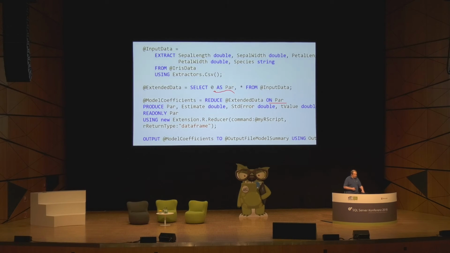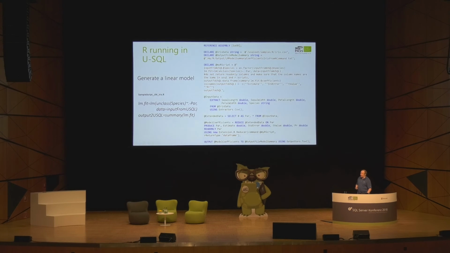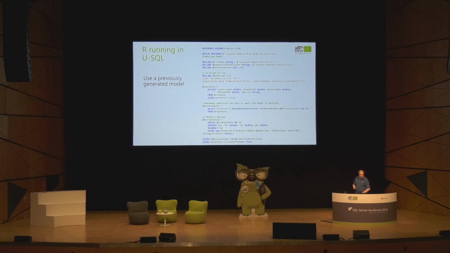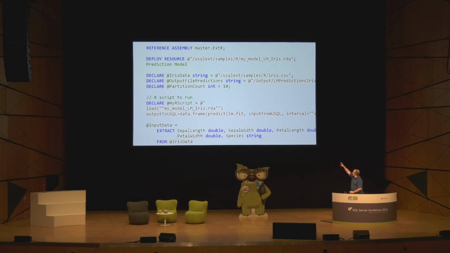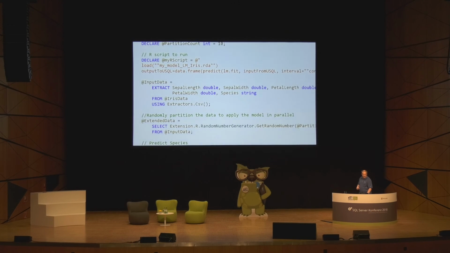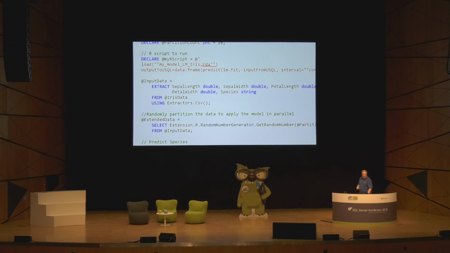Again, the model is very similar to what we have seen earlier. We basically give you either the R script directly as a variable, or we give it to you as a file, and then you call it through the reducer there to get the result back. In this case, I generate the model, or I can also apply a previously generated model. In this case, I have to deploy the resource of that model as an additional resource. So remember the deploy resource statement that we had earlier. And then we go and load that inside my R script, and I use whatever lm-fit algorithm, for example, for doing the prediction.